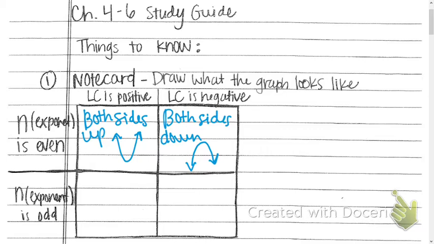Alright, the next one, this is when the exponent is odd. Okay, so 1, 3, 5, 7, 9, whatever. But that first number is positive. So the left side is down, and the right side is up. So it looks something like this.